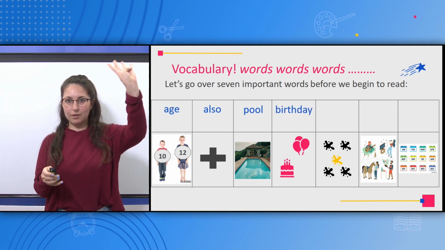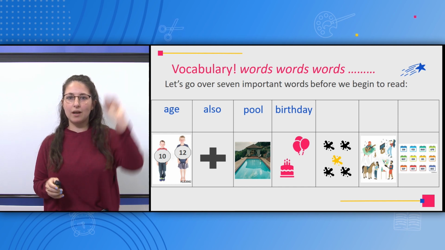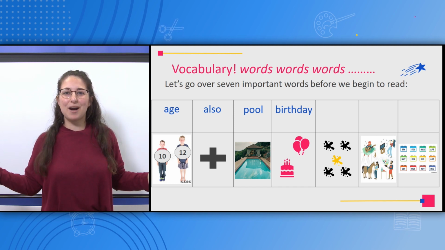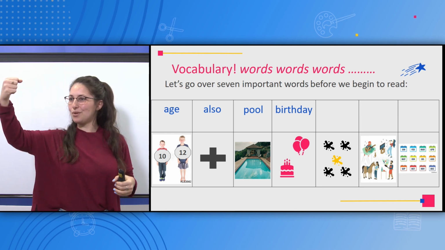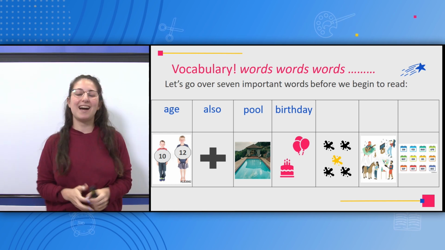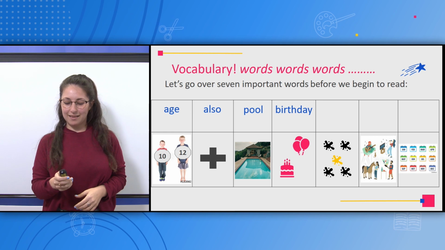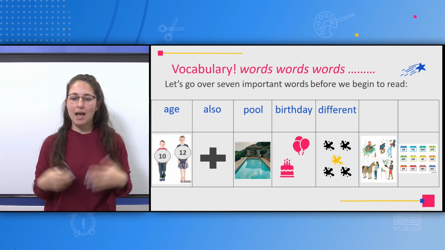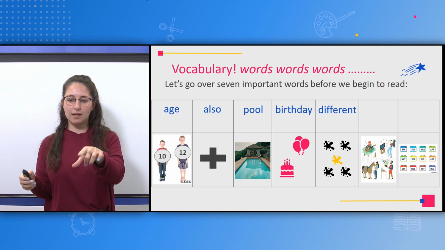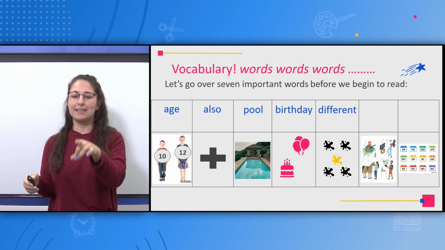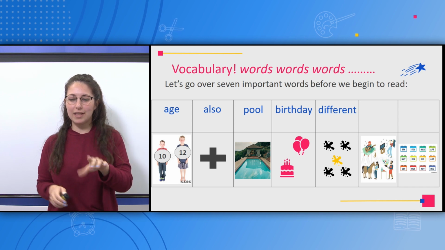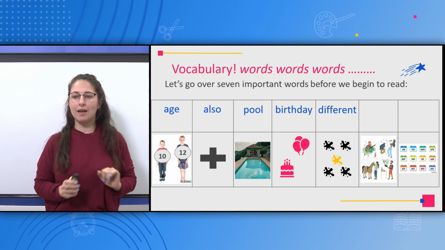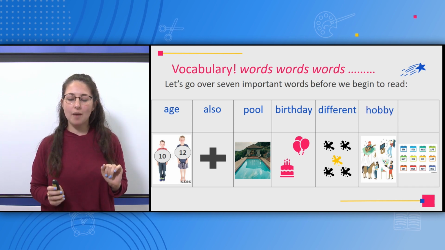The fourth word is birthday. A birthday is a big party with a big cake and balloons and the party hat. I love birthdays. The fifth word is different. Do you see that the spots are black, but the yellow is different? This is different.